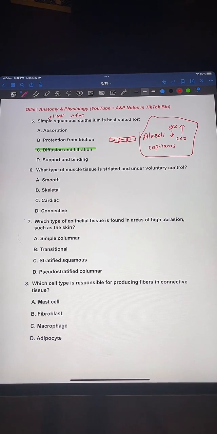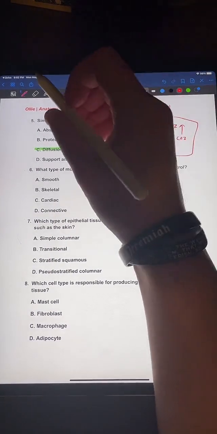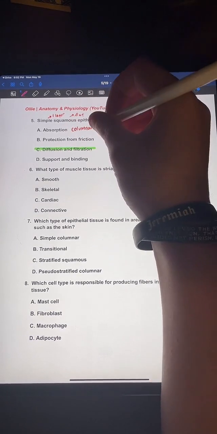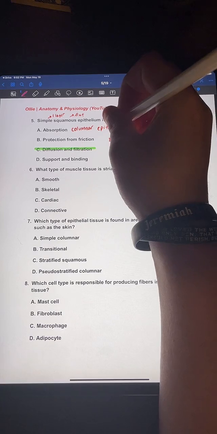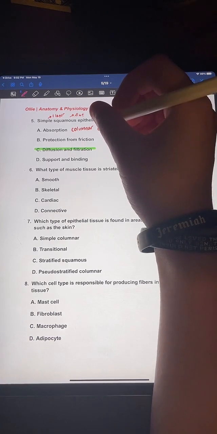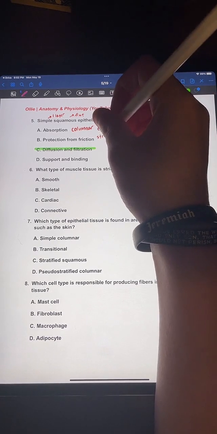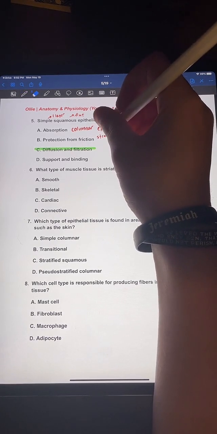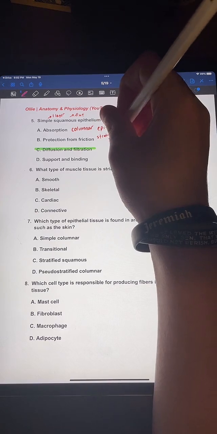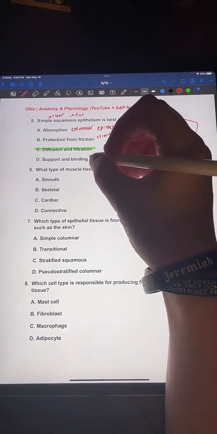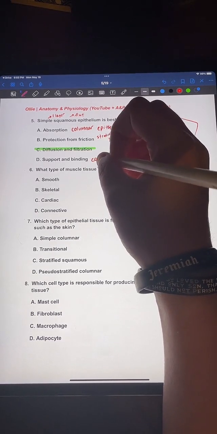Perfect. Number 6. So let's go through these answers quick. Absorption would be columnar epithelium. Protection from friction, that would be stratified squamous. Supporting and binding, that would be connective.